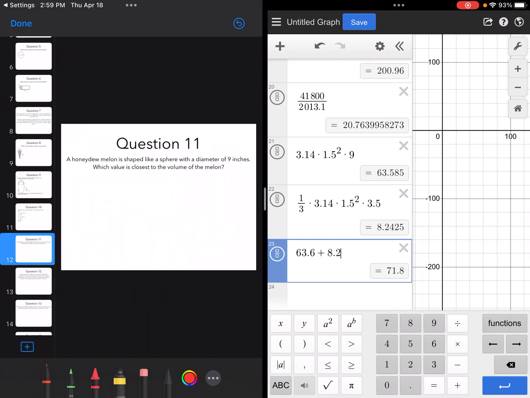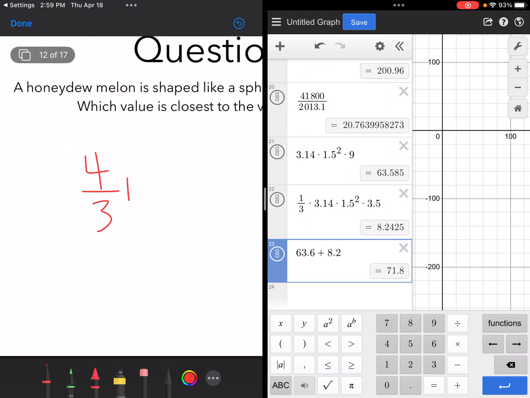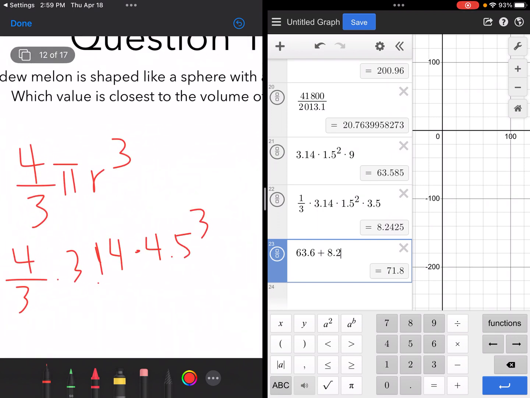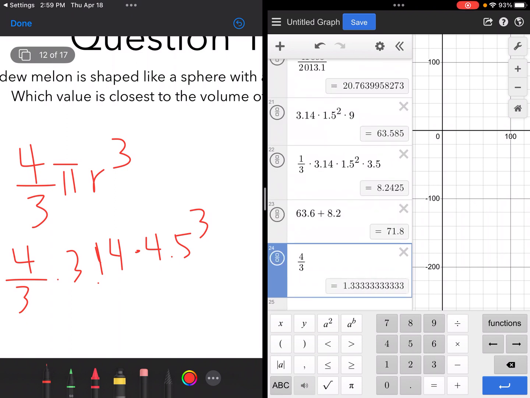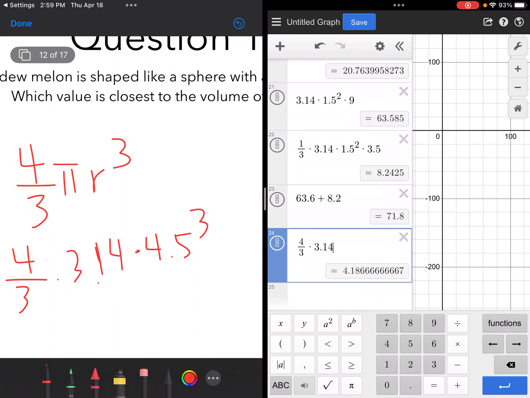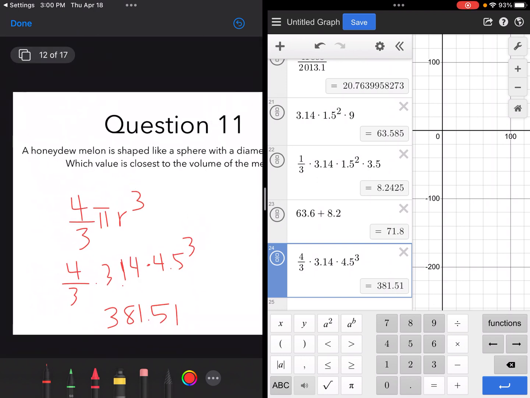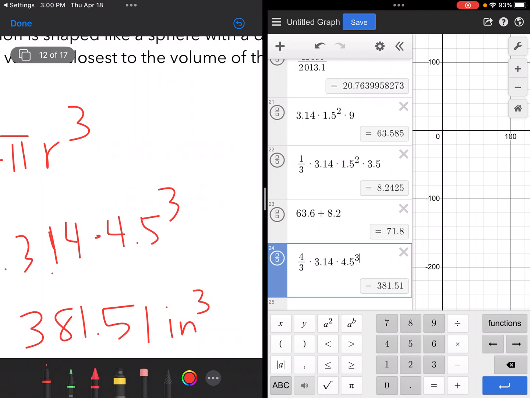All right, number 11, a honeydew melon is shaped like a sphere with a diameter of 9. What is the closest value to the volume of the melon? So we've got 4/3 pi radius cubed, 4/3 times 3.14 times, okay, if they gave us a diameter of 9, the radius is going to be 4.5 cubed. And I get 381.51 inches cubed.